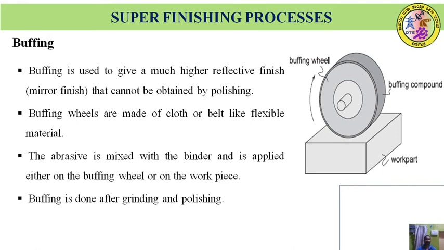Next is buffing. Buffing is used to give a much higher reflective finish, a mirror finish that cannot be obtained by polishing. So buffing is a very high super finishing process. If any process does not suitably give an accurate surface finish, that will be done by the buffing operation. Buffing is used to give a mirror finish that cannot be obtained by any polishing process.